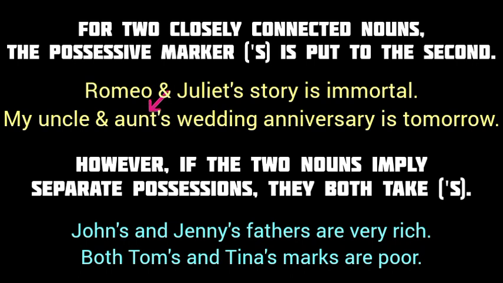However, if the two nouns imply separate possessions, they both take the possessive s. For example, John's and Jane's fathers are very rich. Here John's father and Jane's father are different individuals. So both the nouns have taken the apostrophe s to show separate possessions. Similarly, Tom's marks and Tina's marks are their individual marks. So both the nouns Tom and Tina have taken the possessive s in the second example.